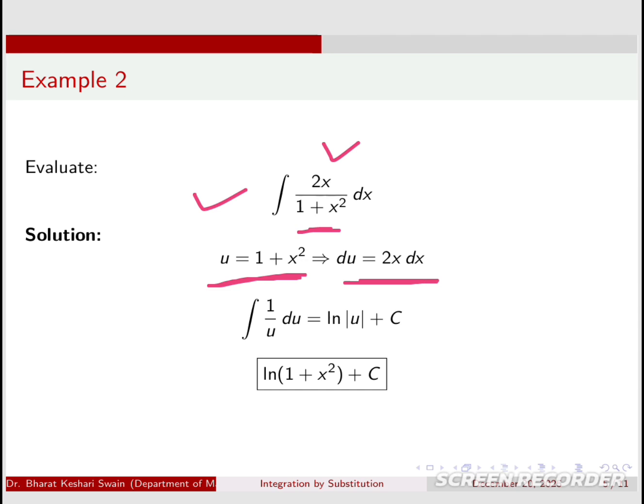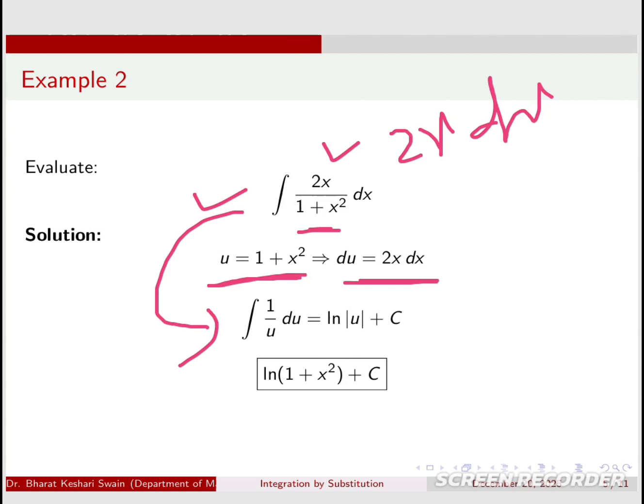Is it clear? If I put u equal to 1 plus x square, then du will be 2x dx. Now what will we get? This integral will be the integration of 1 by u, because in place of 2x dx it will be du only. So du divided by 1 plus x square, that means u only, because we have substituted 1 plus x square equal to u.